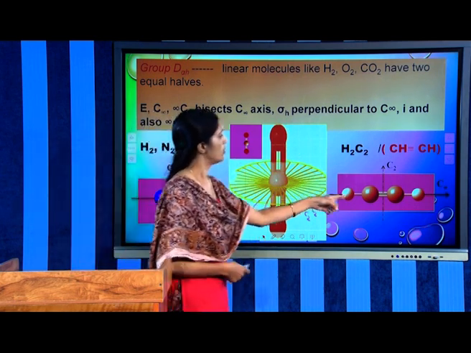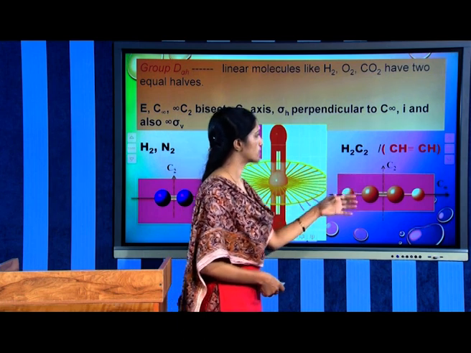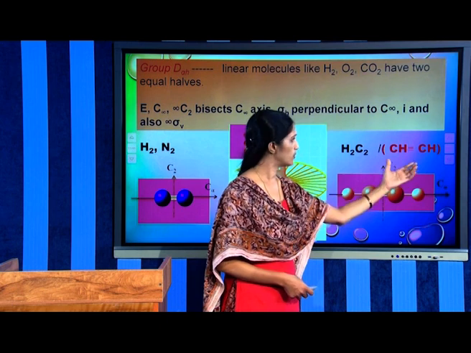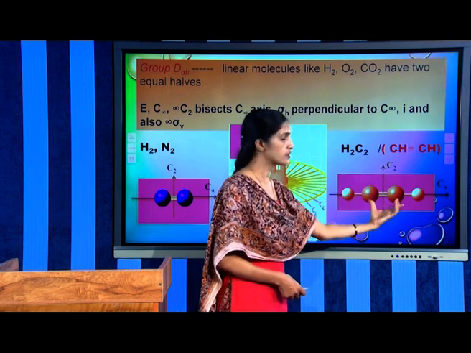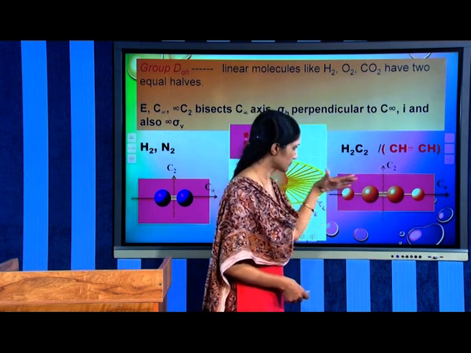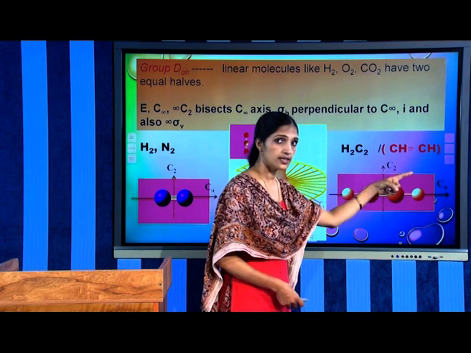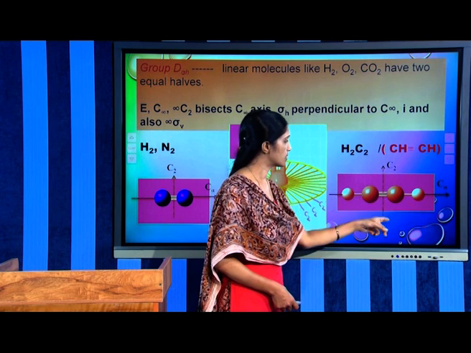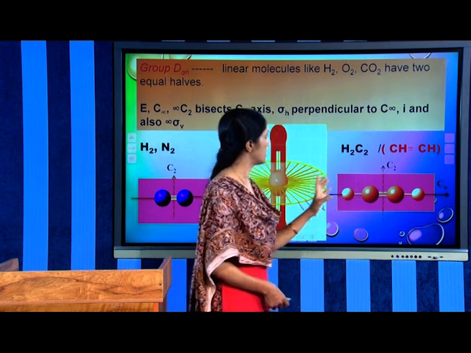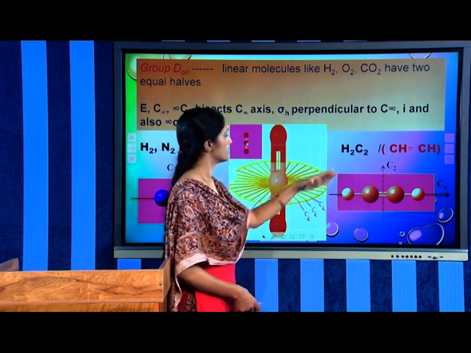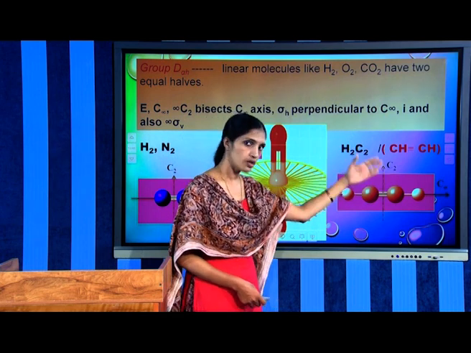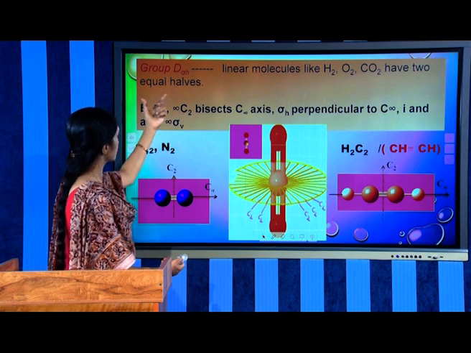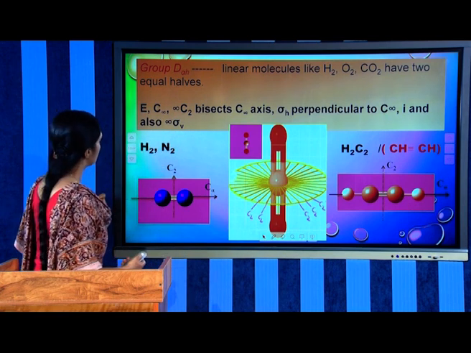And here also in C2H2, which is the molecule acetylene, CH triple bond CH, the molecule is also symmetrical and contains the C infinity axis, infinity times perpendicular C2s, sigma h, i, and infinite times sigma v's also present here. So, these are the types of molecules showing D infinity h point group.